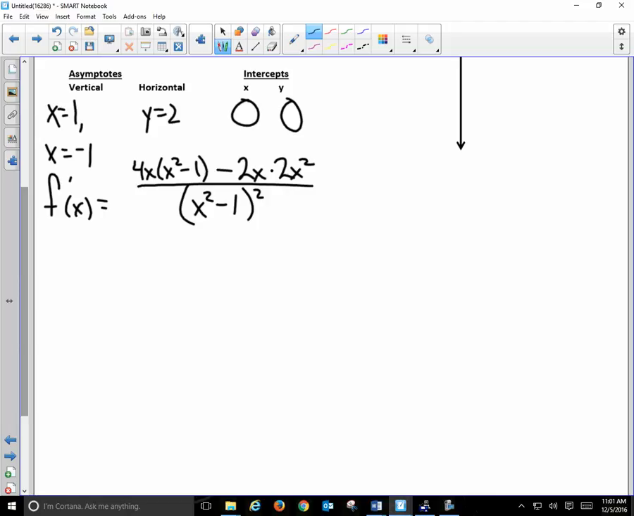You guys remember when we used to spend so much time practicing the quotient rule? I mean, you guys are really learning a lot. You are. Every once in a while, you got to look back and say, "Wow, we've learned a lot of information." So as I distribute this, I'll get 4x cubed minus 4x cubed, right? So the numerator looks like I just have a negative 4x over x squared minus 1 quantity squared.